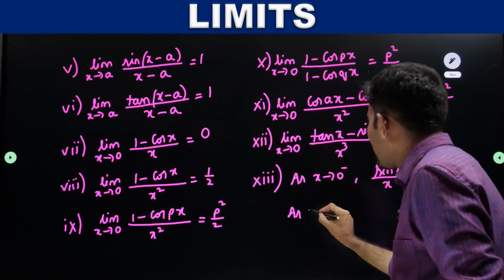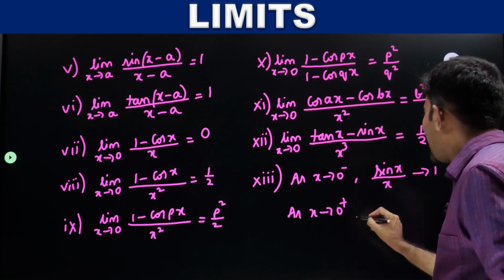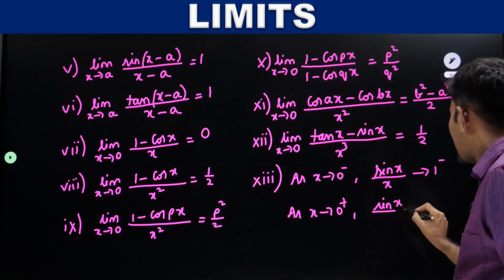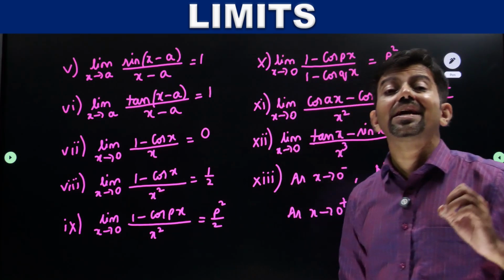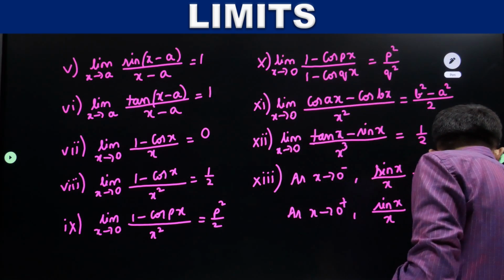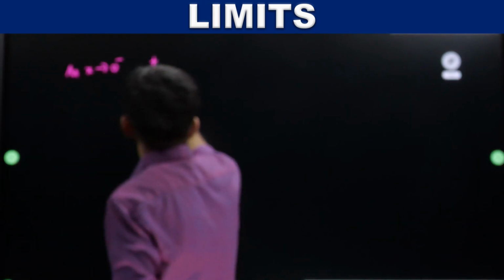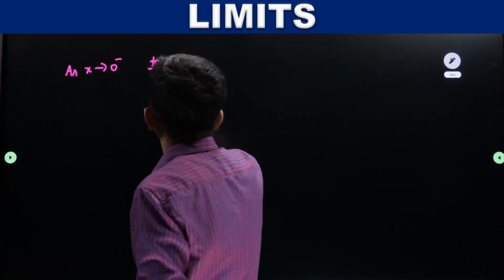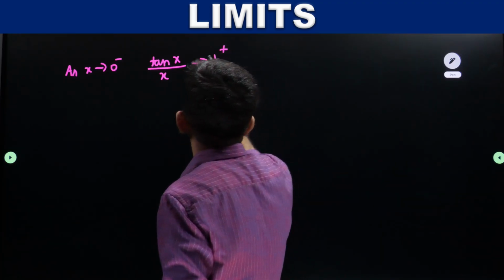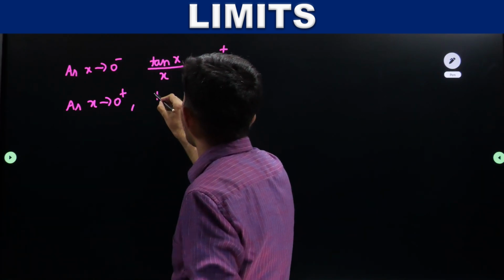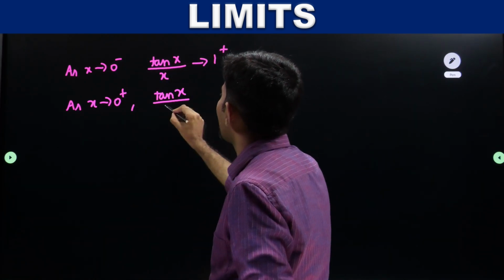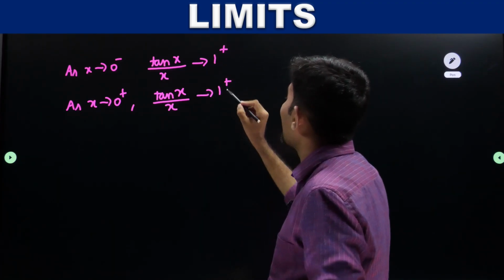As x tends to 0 plus also, in both the cases sin x by x is slightly less than 1. Sin x by x is a number slightly less than 1. X by sin x is a number slightly greater than 1. Okay, you must know this. As x tends to 0 minus or 0 plus, tan x by x is slightly greater than 1. So I write 1 plus. 1 plus means slightly greater than 1.